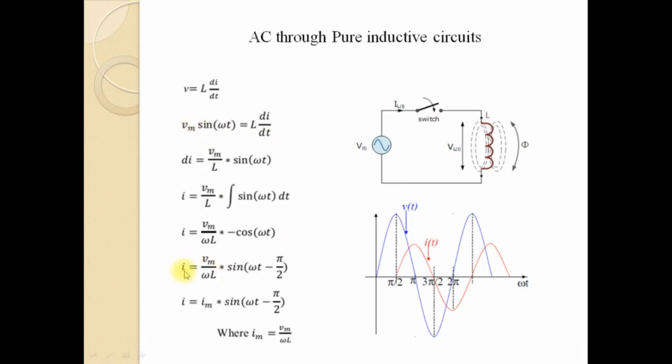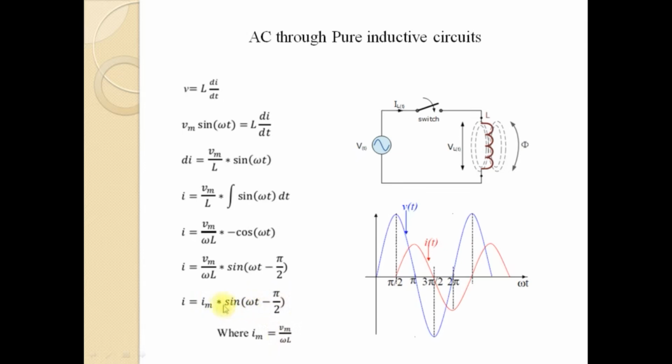From here you can see that if you consider the voltage signal as a reference, the current waveform lags with respect to the voltage waveform by an angle of pi by 2 radians. And from here, the current waveform can be written as I is equal to Im sin omega t minus pi by 2, where Im is given by Vm by omega L.